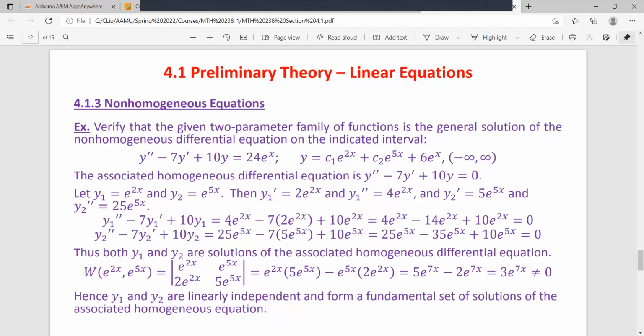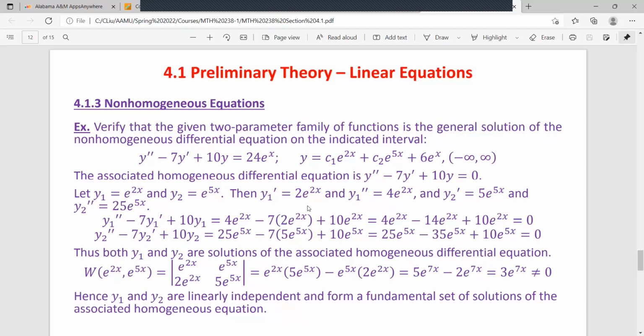And similarly, you do the same thing to y2. y2 double prime is 25e to the 5x, y2 prime is 5e to the 5x, and y2 is e to the 5x. 7 times 5 is 35. So you get 25e to the 5x minus 35e to the 5x plus 10e to the 5x. Again, that also gives you 0. So y2 is also a solution to the homogeneous equation.